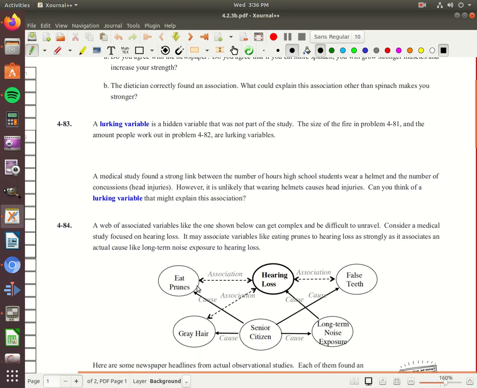482. A medical study found a strong link between the number of hours high school students wear a helmet and the number of concussions. However, it's unlikely that wearing helmets causes head injuries. Can you think of a lurking variable?